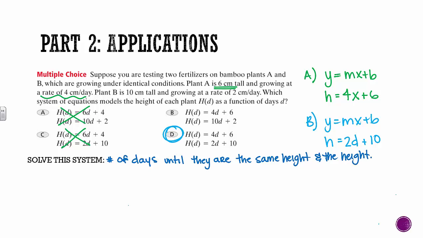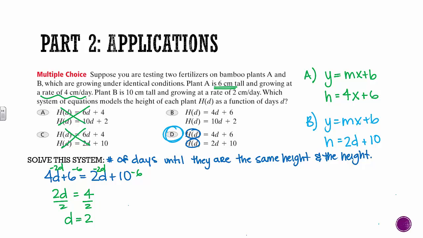So this solution means something. Up until this point, none of our solutions have ever meant anything. They've just been numbers that we could check. But in this, they are actually going to represent something. So if we take a look at this, because both of these equal the height, we can set those two things, 4d plus 6, equal to each other, 2d plus 10. And if we go through and subtract 2d from both sides, subtract 6 from both sides, divide both sides by 2, we get in 2 days, they should be the same height.